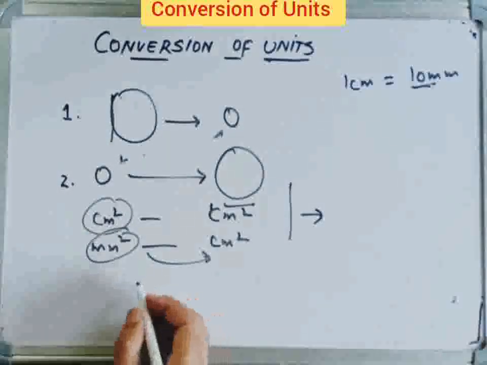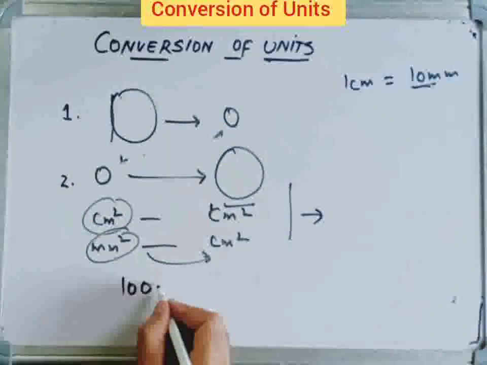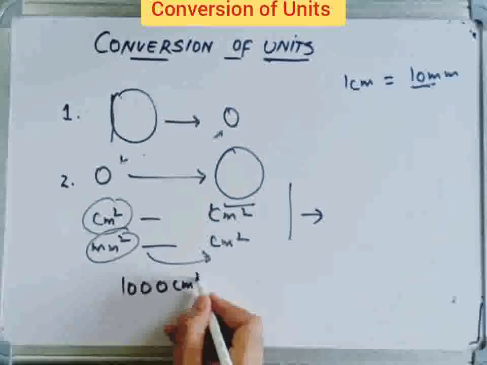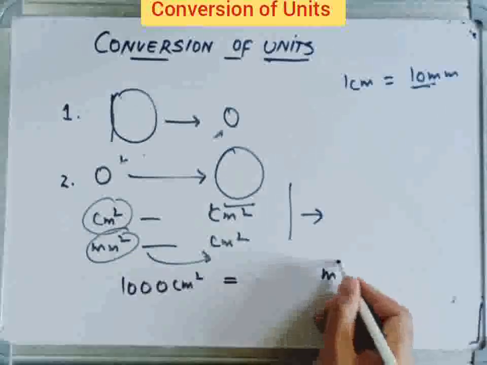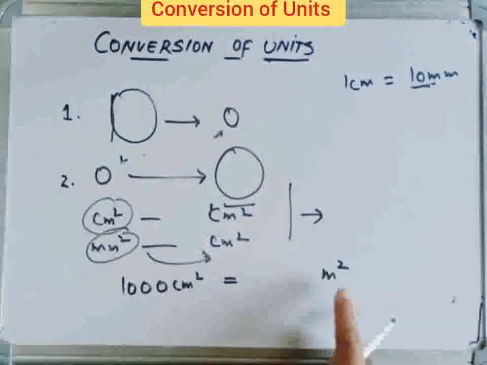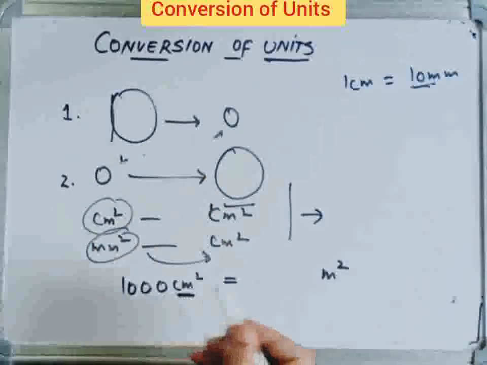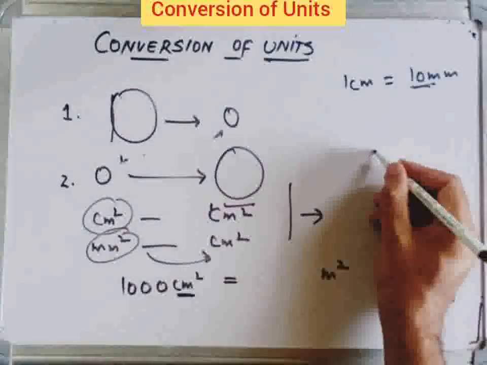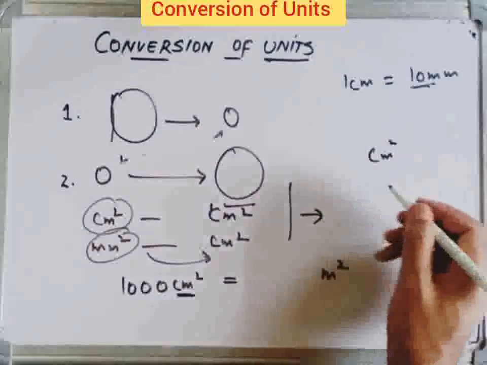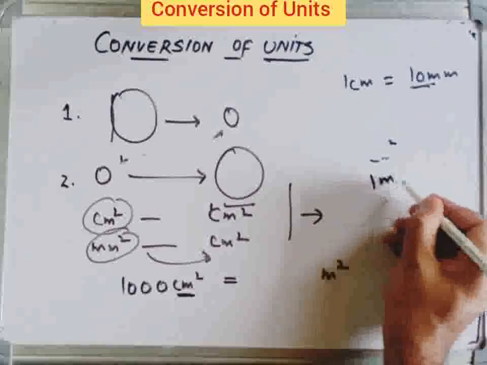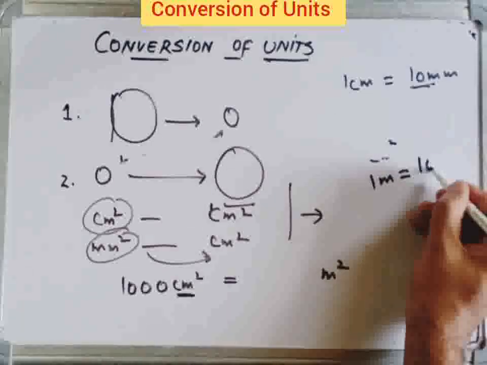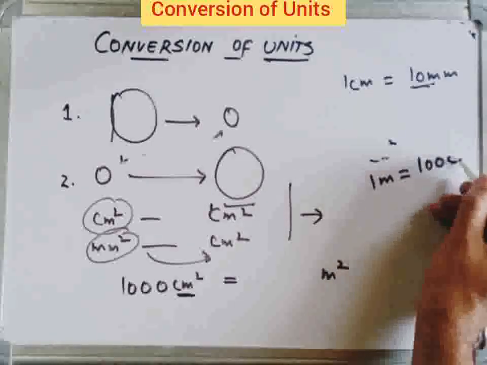So what does that mean? For example, we have to convert 1000 centimeter square into meter squares. Okay, so this is smaller unit and this is larger unit. So we have to focus here, centimeter square or meter square, or we can say that 1 meter is equal to 100 centimeters.